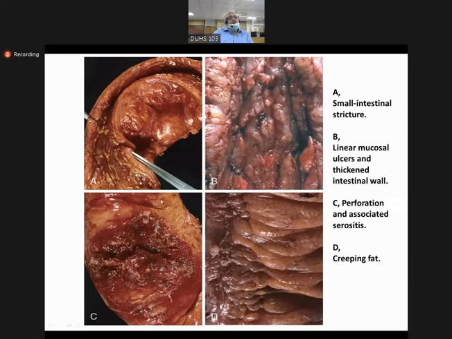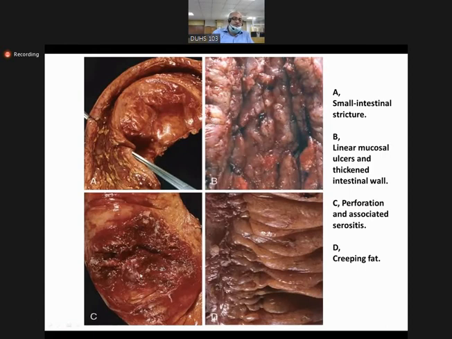Now, these are the complications of Crohn's disease. Here you can see this is basically stricture formation. Here you can see the bowel lumen is narrowed because of thickened wall. It may present with intestinal obstruction. Here you can see there are linear ulcers, which are present in Crohn's disease, thickened walls and linear ulceration.